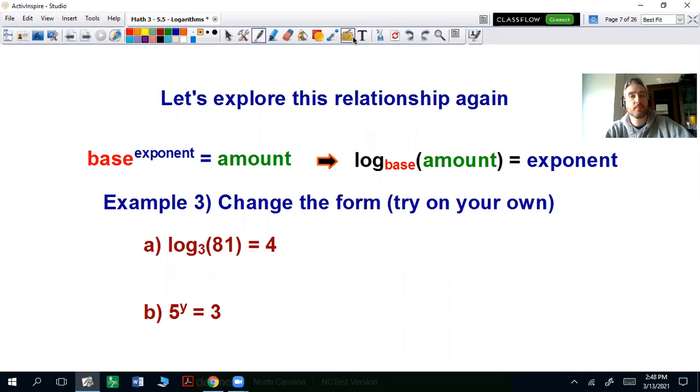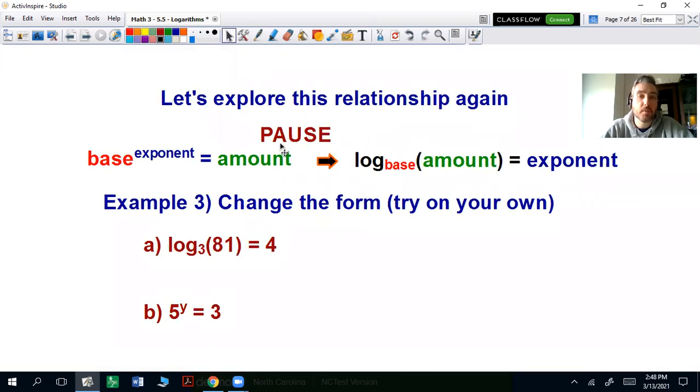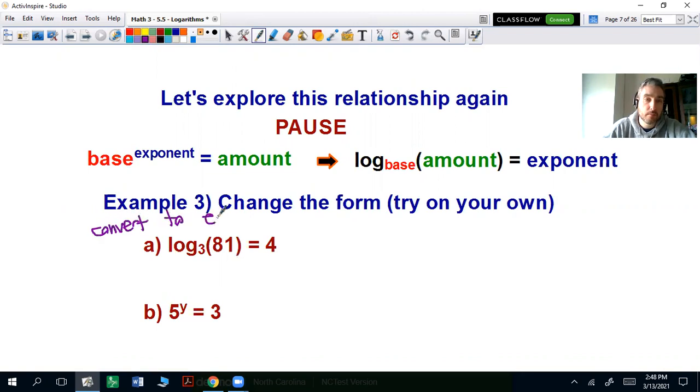All right, the next example is for you to try on your own. Pause the video. Try these two problems. See if you can convert them into the other form. The first one's in log form, convert it to exponential. The second one's in exponential form, convert it to log. Pause the video so you can try it, and I'll reveal the answer.